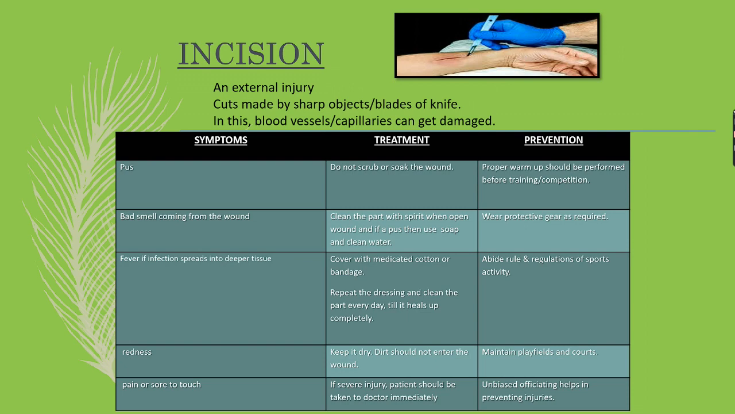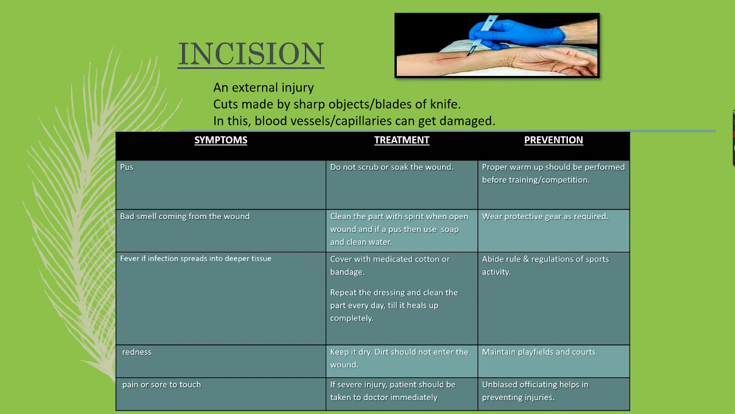Pus: do not scrub or soak the wound. Proper warm-up should be performed before training and competition. Bad smell coming from the wound: clean the part with spirit when open wound, and if there is pus, then use soap and clean water. Wear protective gear as required. Fever, if infection spreads into deeper tissue: cover with medicated cotton or bandage. Repeat the dressing and clean the part every day till it heals up completely. Abide by rules and regulations of sports activity.